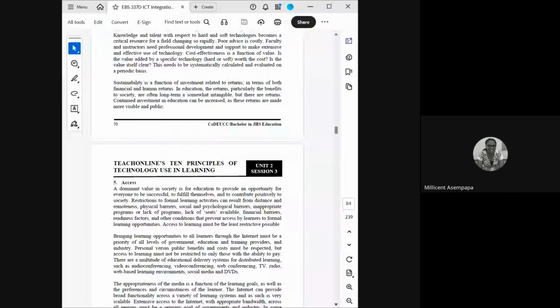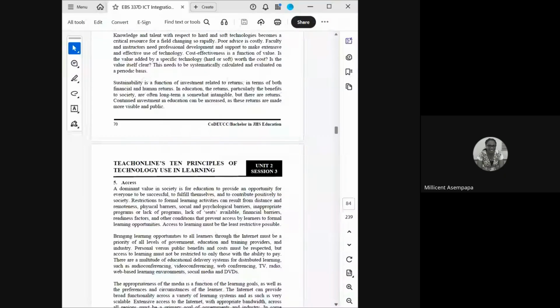So the 5th one is access. Access is bringing the technology to the doorsteps of learners, those who need it. Can they have access to the technology? If you want to integrate technology in your teaching, we are talking about the availability of the technology to the learners. Where do you want them to do it? Is it in the school? Is it at home? Wherever they have to use the technology, do they have access to it?